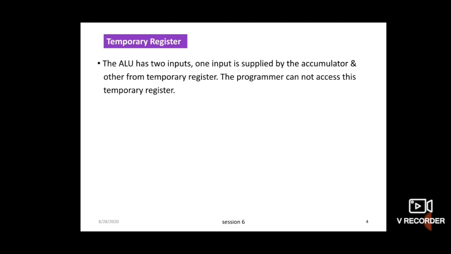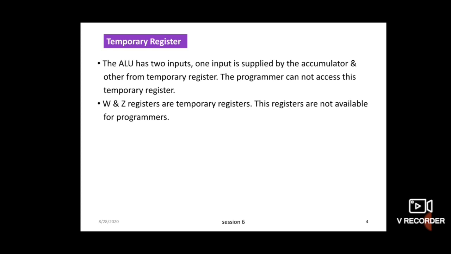Now the temporary register is used in this ALU circuit. So the programmer cannot access or use this temporary register. This register is used internally. Also, the W and Z registers are temporary registers. These registers are not available for programmers. Is it clear? They are used internally in the 8085 microprocessor circuits.